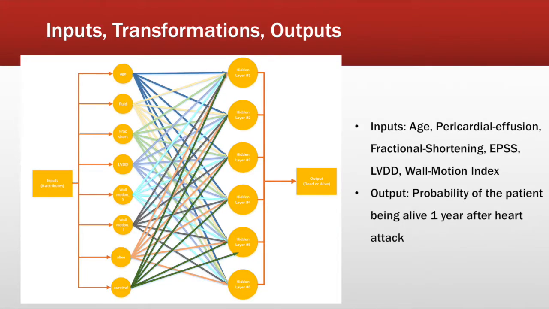This is an overview of what our neural networking diagram looks like. We're using the pattern recognition one, and these are our 8 inputs, and then our hidden layers, and then the output would be whether the patient will be alive after a year. We originally started out testing with 6 neurons, and then later found out that 3 neurons did a better result.